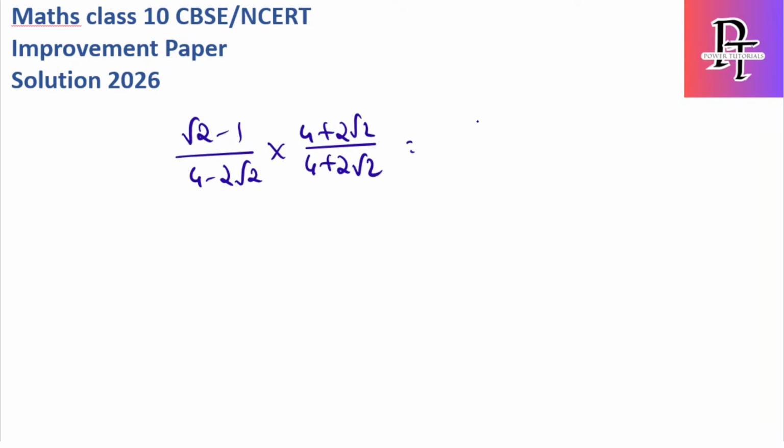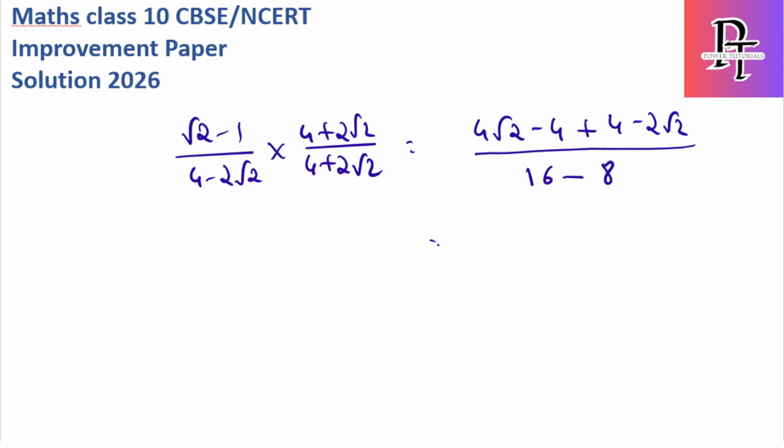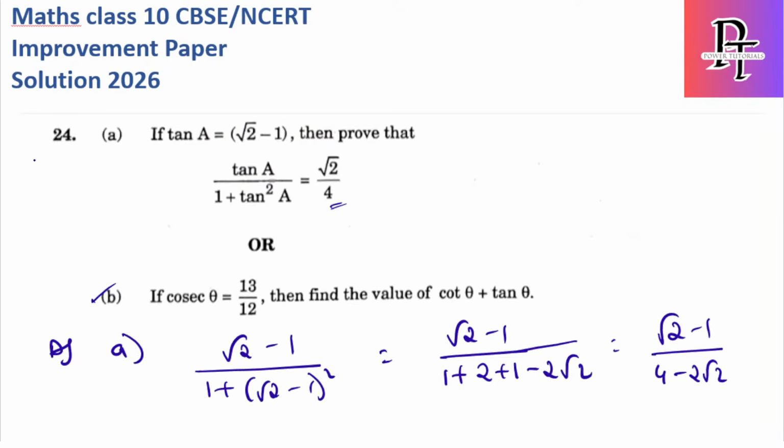So this becomes 4 root 2 minus 4 plus 2 root 2 into root 2 will become 4, minus 2 root 2, by 6, a square minus b square. So 4 square is 16 minus 2 root 2 whole square is 8. So 4 gets cancelled out. 4 root 2 minus 2 root 2 is 2 root 2 by 8. So 2 one 4 gets cancelled out. So we'll get the answer as root 2 by 4, which is the RHS. Okay, it's a straightforward question.